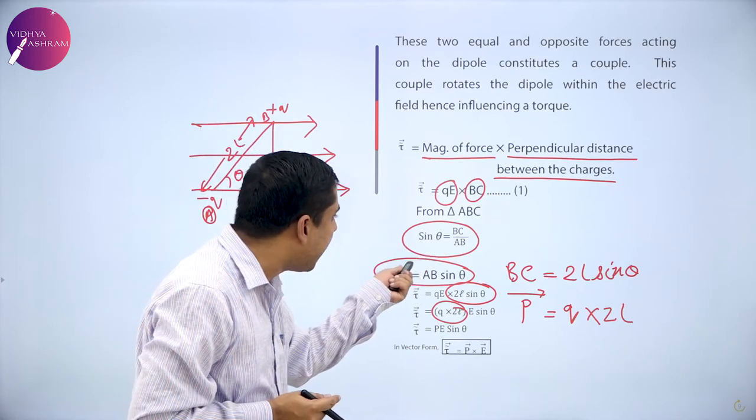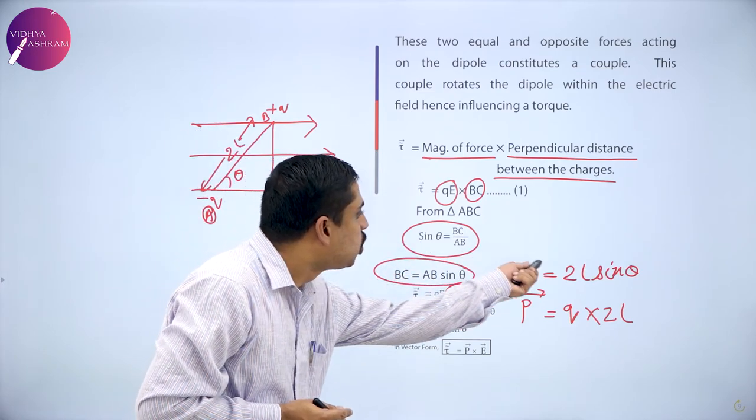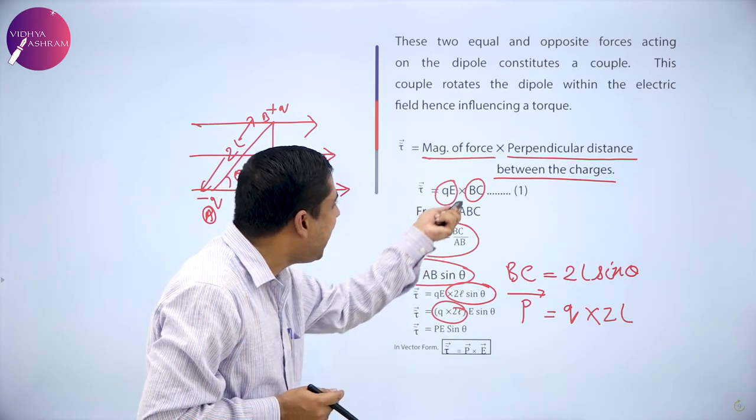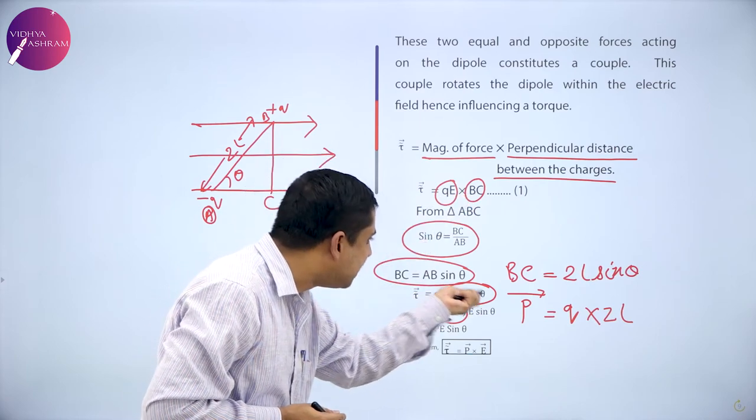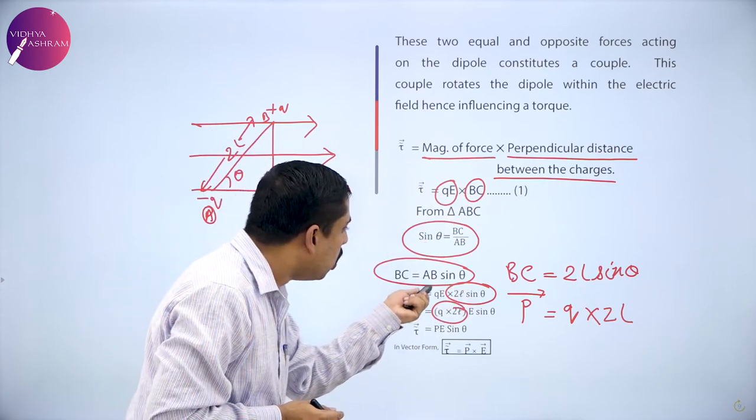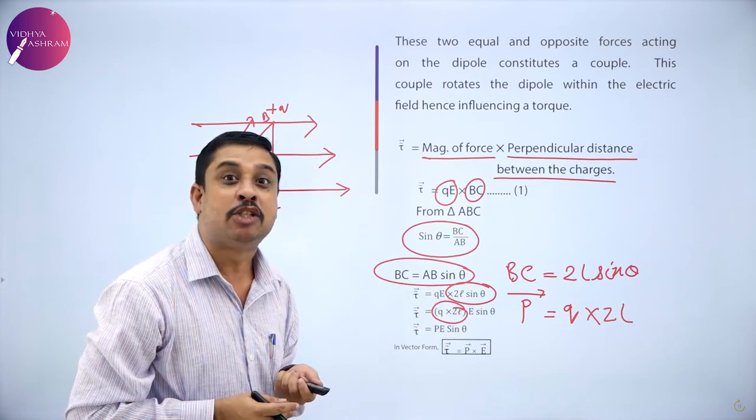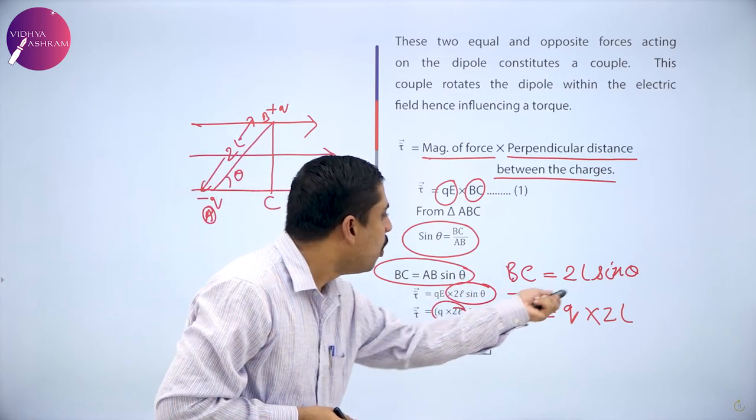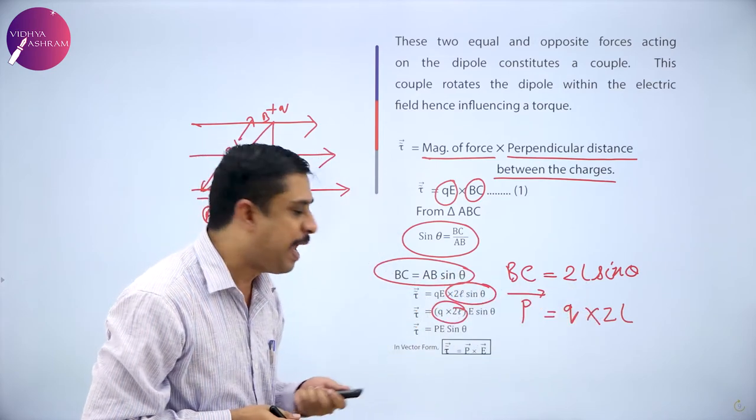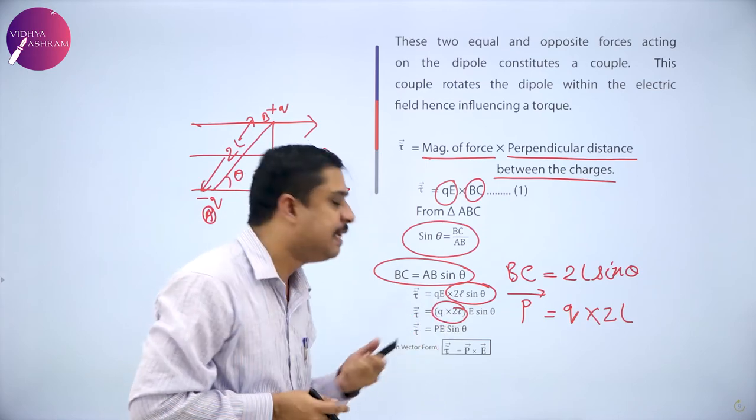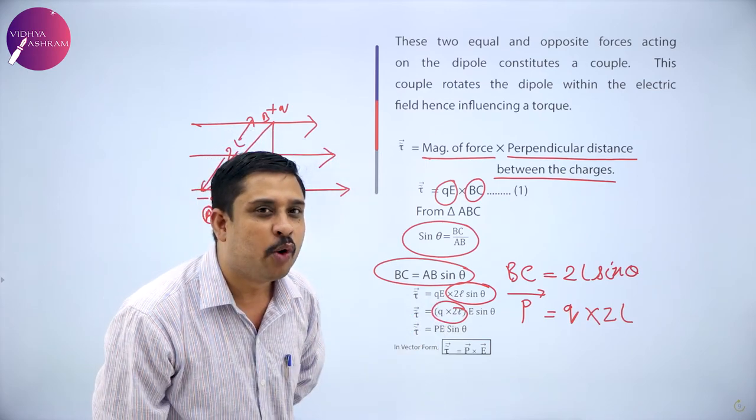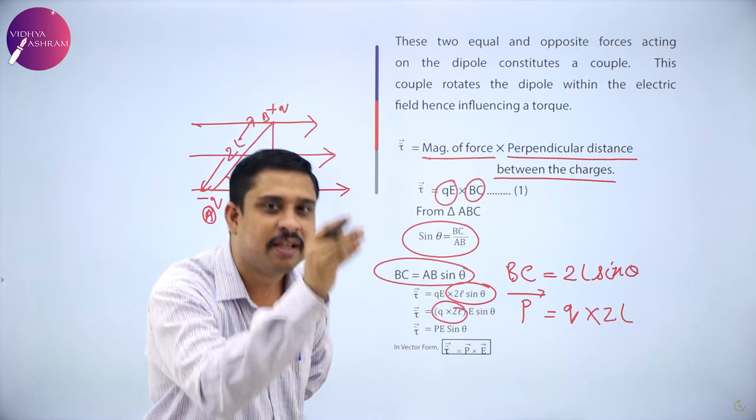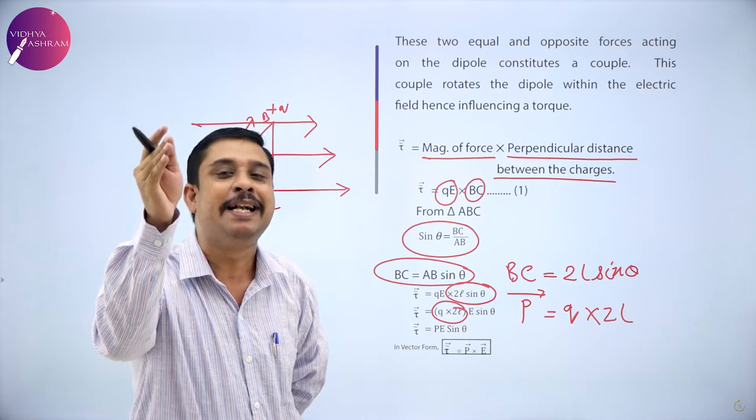So coming back here again, BC was 2L sine theta. Substituting here, QE into 2L sine theta. Q into 2L I take separate, it is of standard form, E sine theta. Q into 2L is nothing but vector P, so it is PE sine theta. So in general, how do we define torque? Product of the dipole moment, electric field into sine theta.